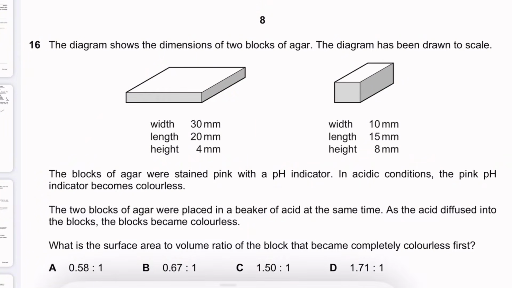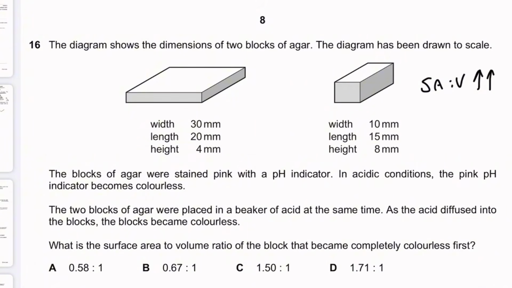Okay. This is sort of just a calculation question. Remember guys, the higher the surface area to volume ratio, the faster the diffusion. So we're going to calculate both surface area to volume ratios, and then we're going to pick the one with the bigger surface area to volume ratio. That's going to be our answer, okay?